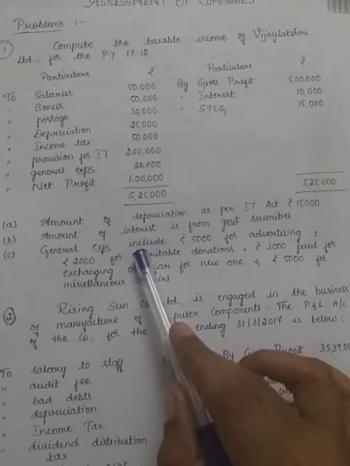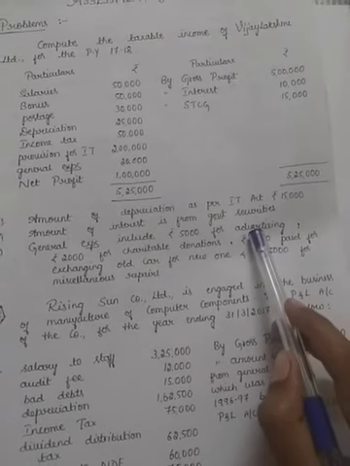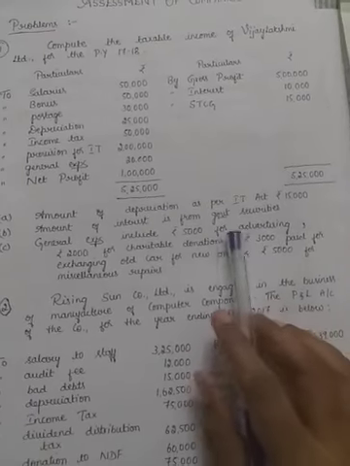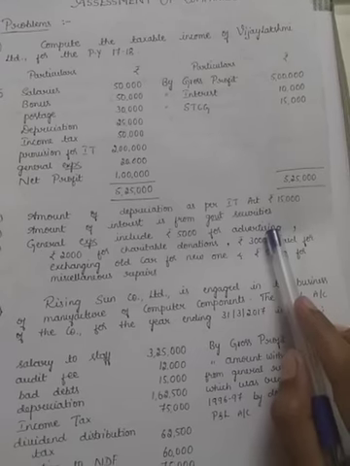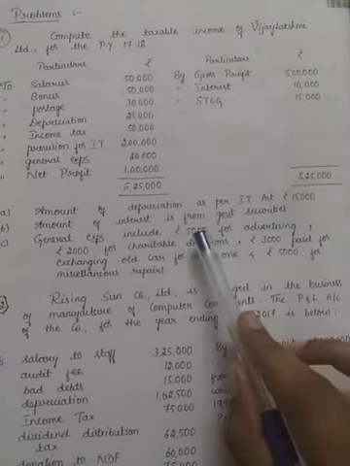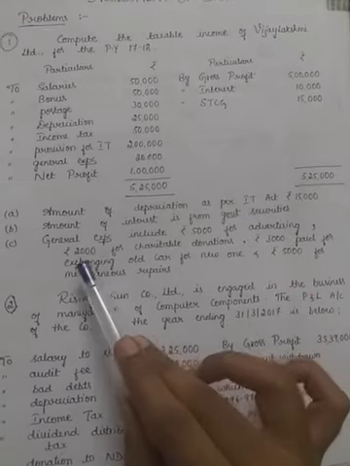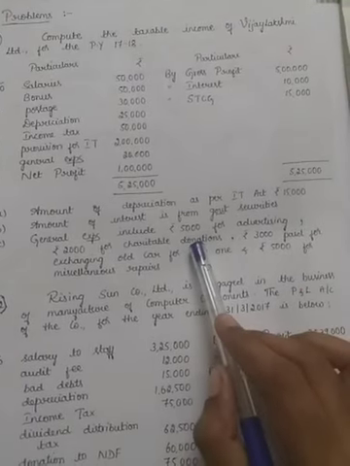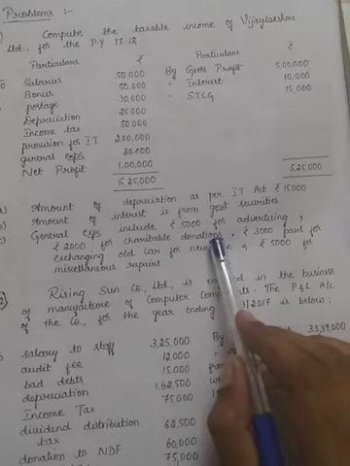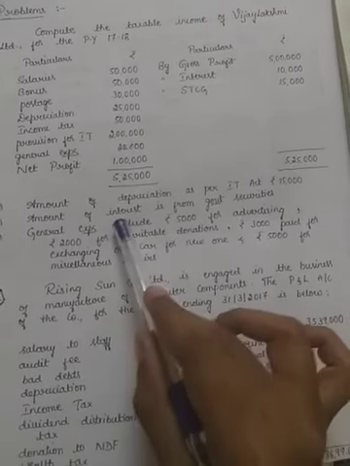Next, general expenses include 5,000 for advertising. Advertisement is an expenditure which comes under business-related items, and hence I need not consider this advertising expense. Next, 2,000 for charitable donation. Yes, any donation is a personal item, and hence I will consider this 2,000.